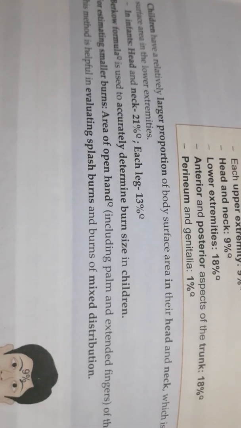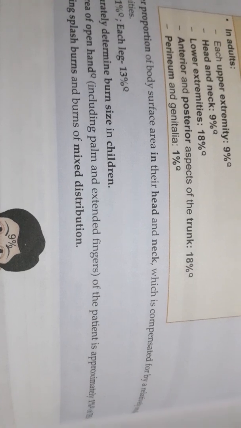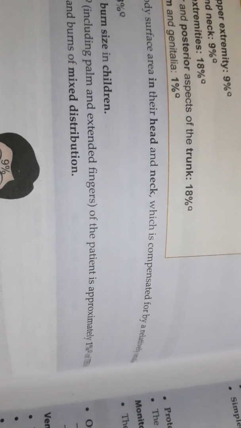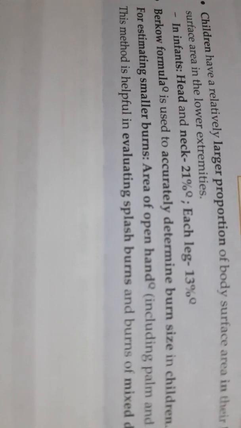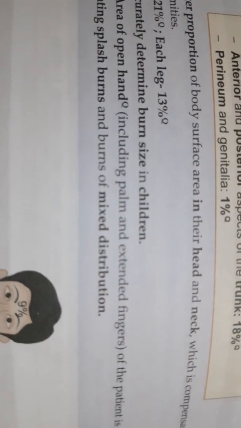For estimating smaller burn areas, the area of the open hand, including palm and extended fingers of the patient, is approximately 1% of TBSA. This method is helpful in evaluating splash burns and burns of mixed distribution.